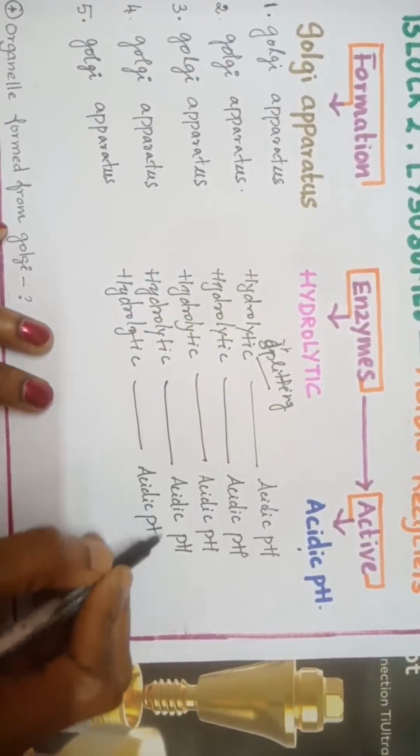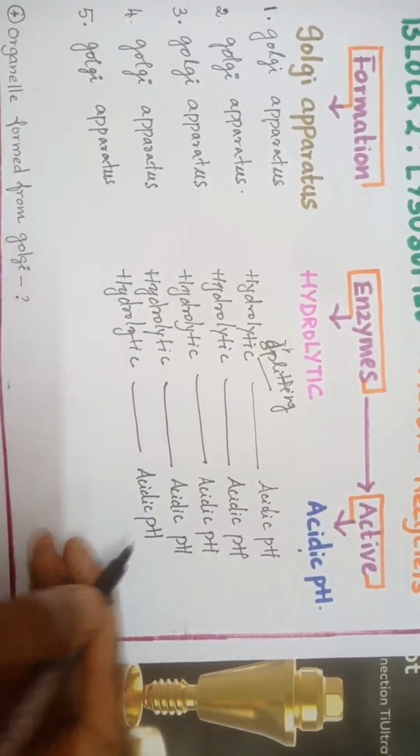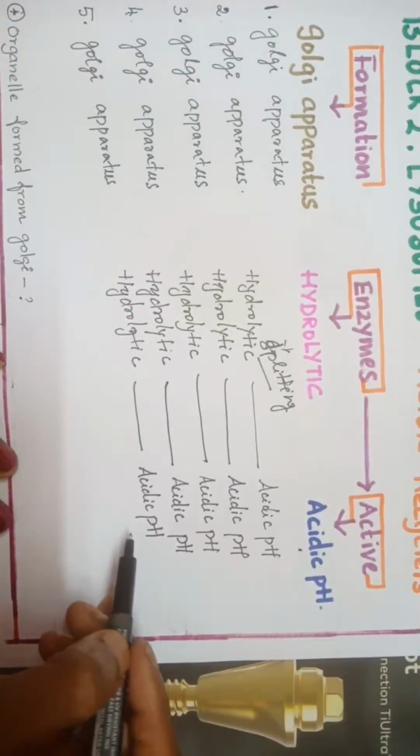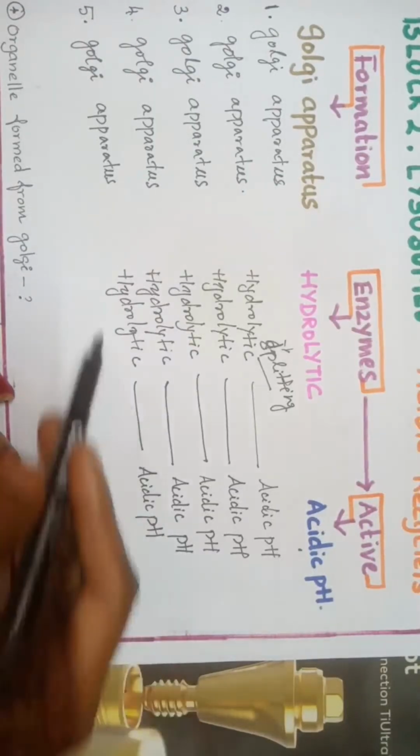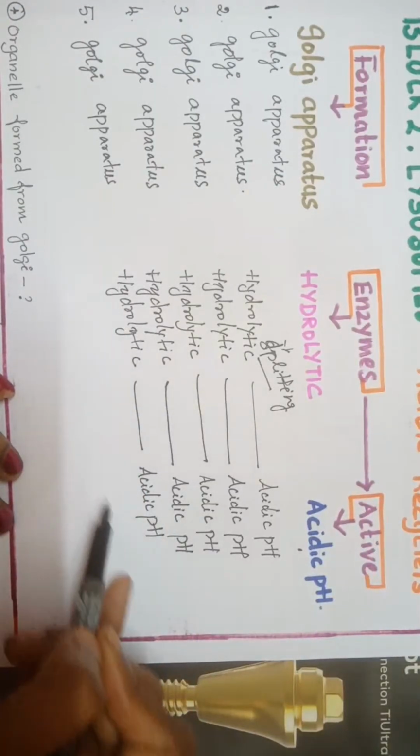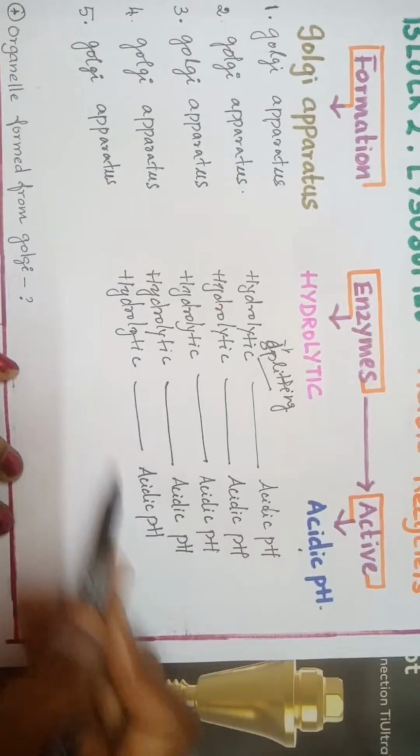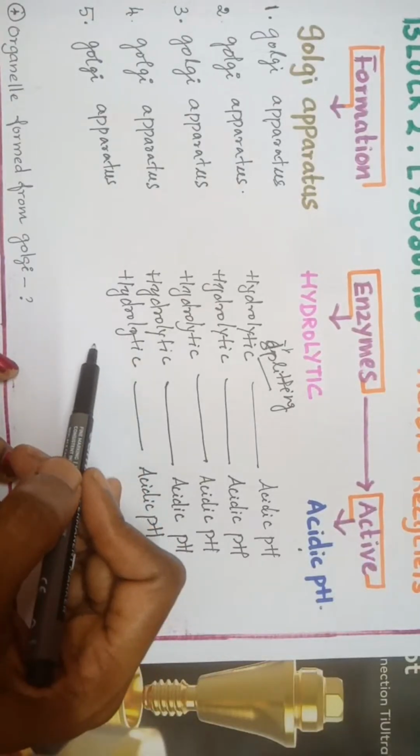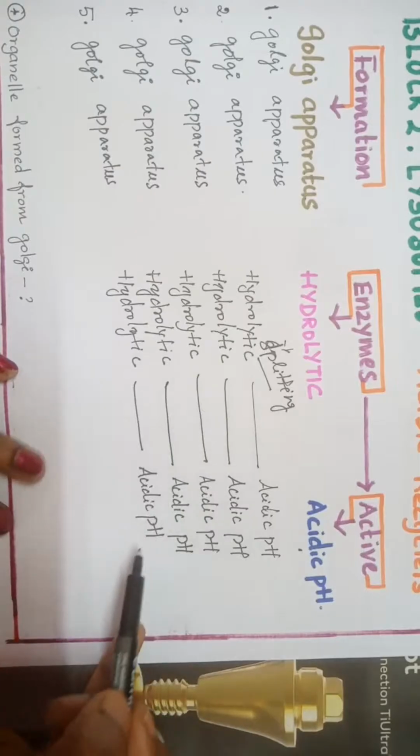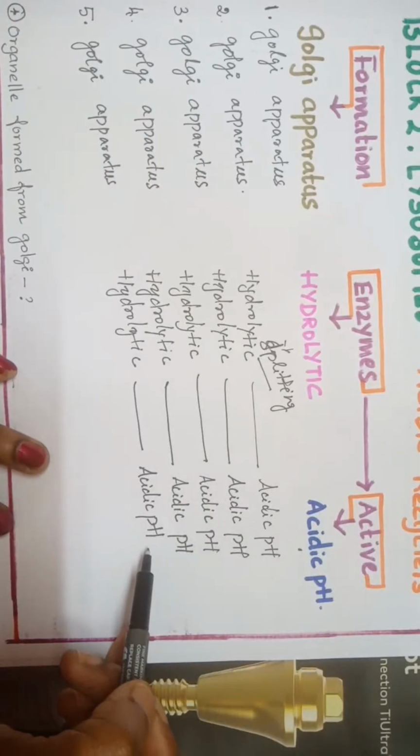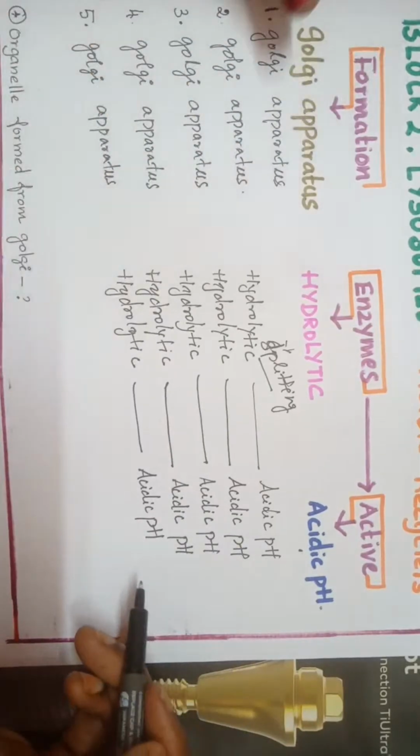Very easy to remember. You remember the acids in the chemistry lab. It destroys, right? Lysis means destruction. Hydrolysis. So it's a destructive enzyme. Obviously it must be active in acidic pH.